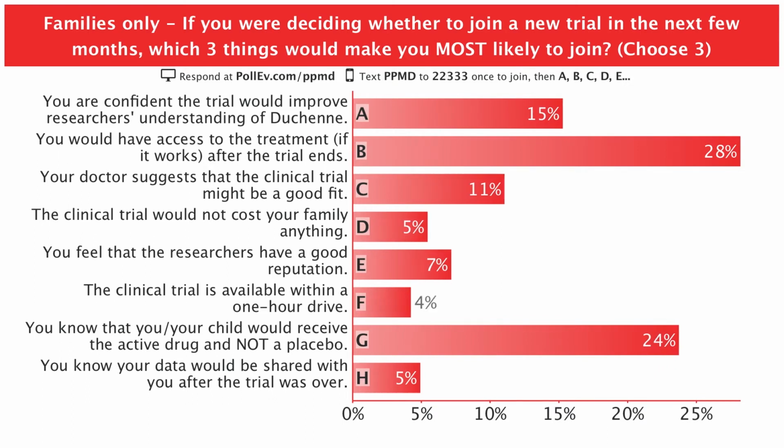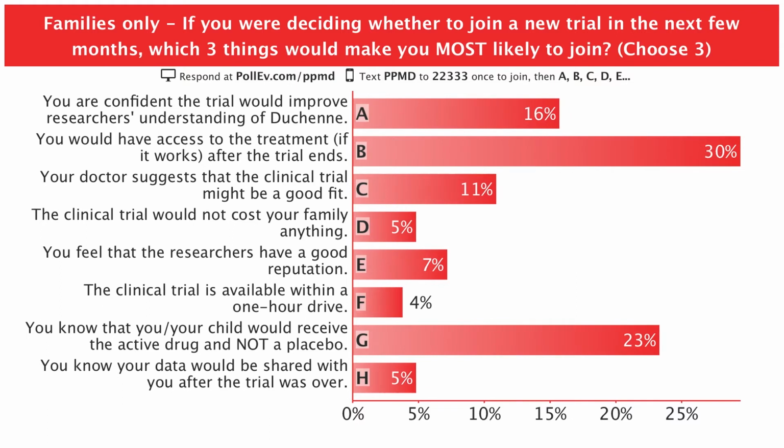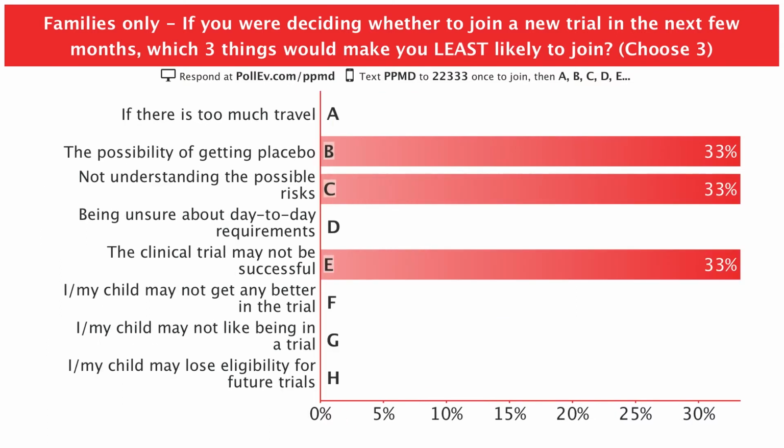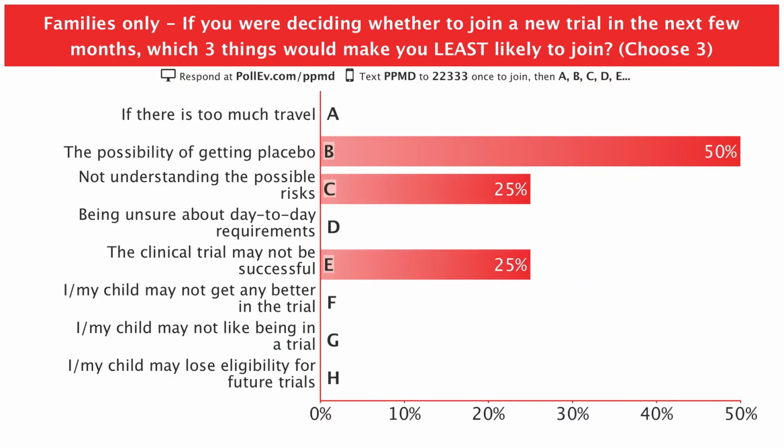Okay. They're still moving a bit, but I know we are pressed for time, so I'm going to move to the next question. Families only. If you were deciding whether to join a new trial, what 3 things would make you least likely to actually join a trial?